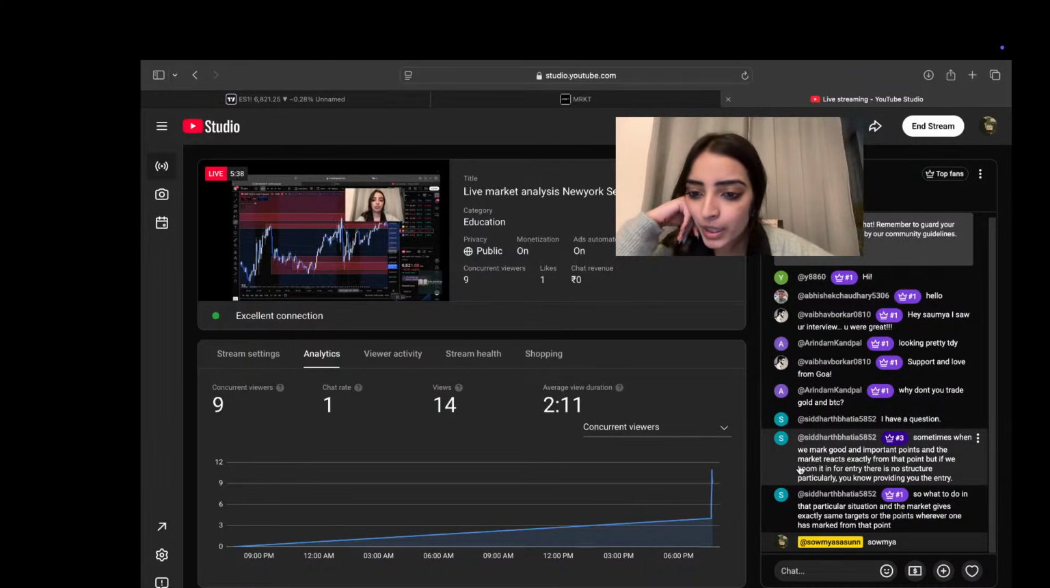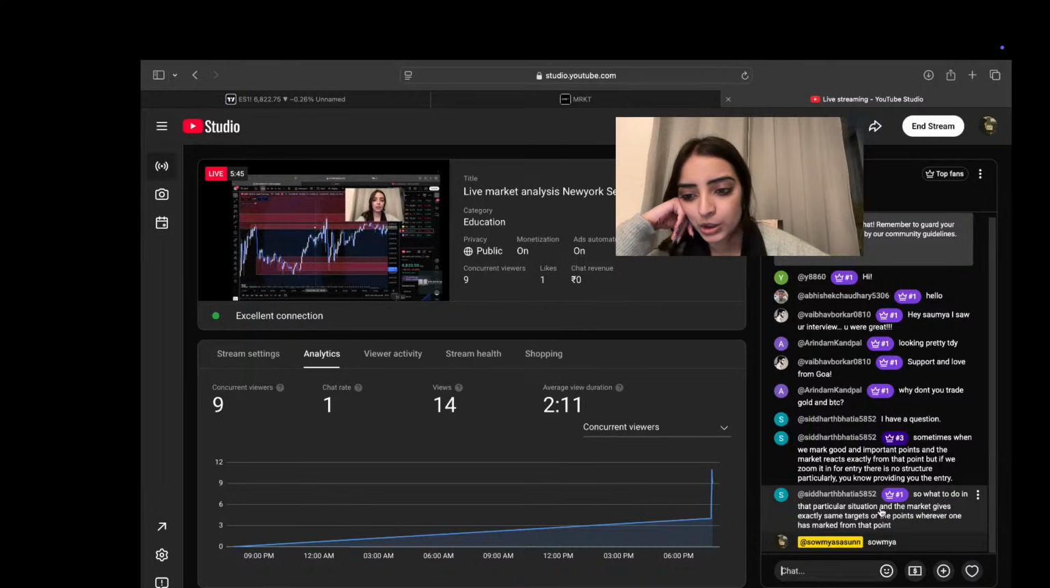Sometimes when we mark good and important points and the market reacts exactly from that point, but if we zoom it in for entry, there is no structure, providing you the entry. So what to do in that particular situation, and the market gives exactly same targets or the points wherever one has marked from that point.